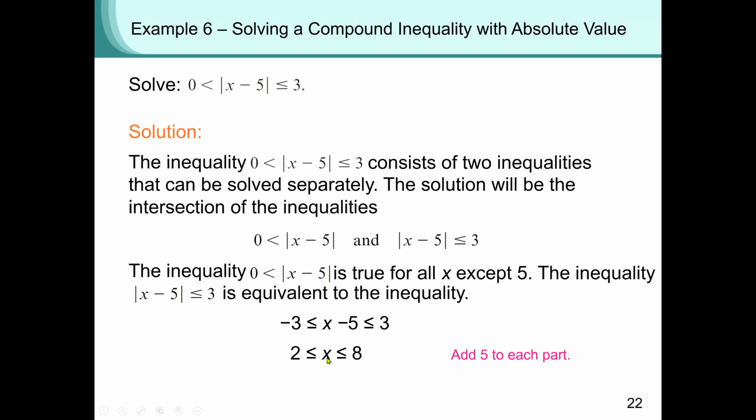So this will give us the solution of 8 and 2. s is less than or equal to 8 and greater than or equal to 2, because we use positive 5 to cancel negative 5. So positive 5 and negative 3 will give me 2. Positive 5 and 3 will give me 8.